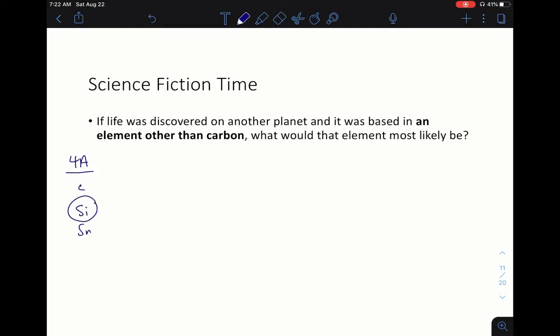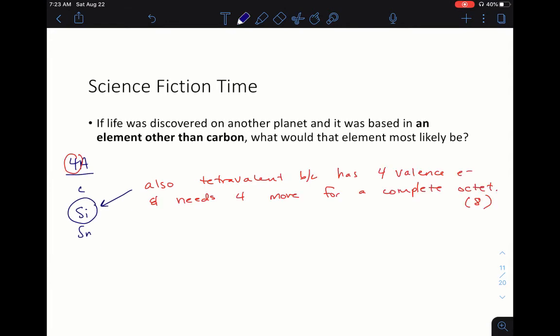So that means that silicon might be a candidate for forming molecules of life on a different planet because it is also tetravalent. I mean, it also forms 4 bonds to make a complete octet of electrons around it. That is similar to carbon, but what about bond strength? Well, a silicon-silicon bond is significantly weaker than a carbon-carbon bond. It has a bond strength of about 53 kilocalories per mole.